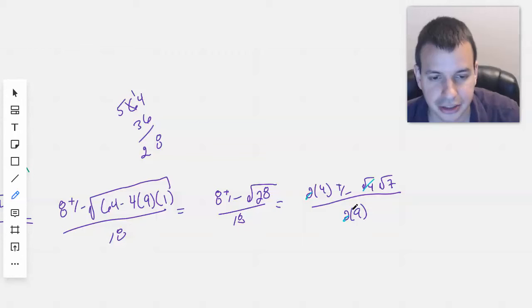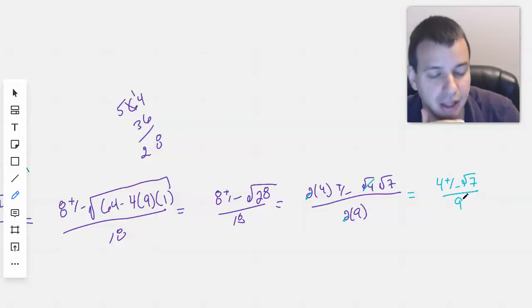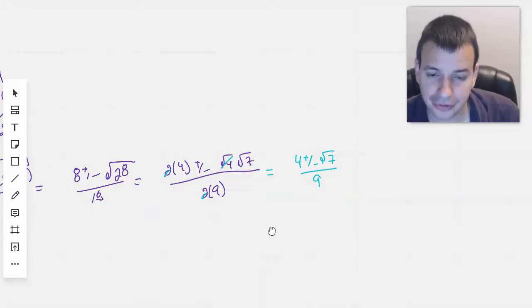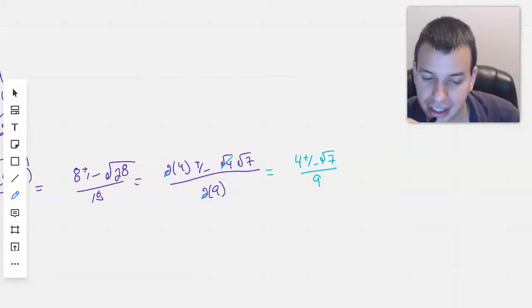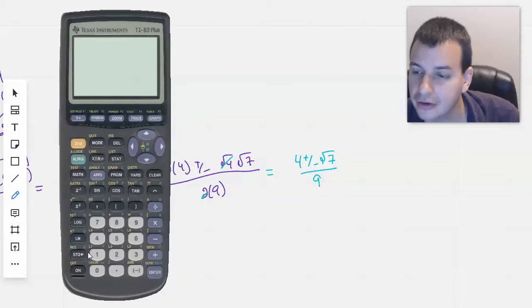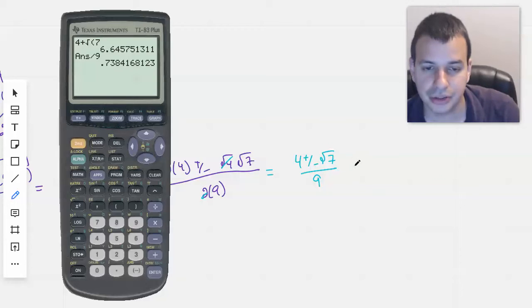Cancel, cancel, cancel. 2 is the same thing as square root of 4. And we're left with 4 plus or minus square root of 7 over 9. We're not going for exactness here, so we will get the calculator. 4 plus square root of 7 divided by 9. And we have 0.74.